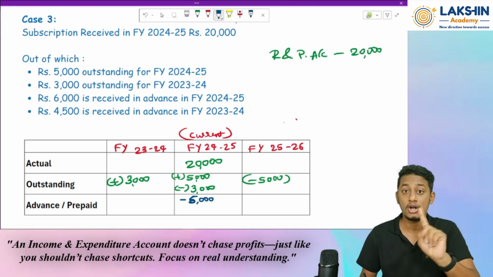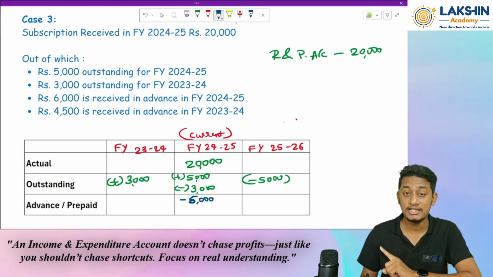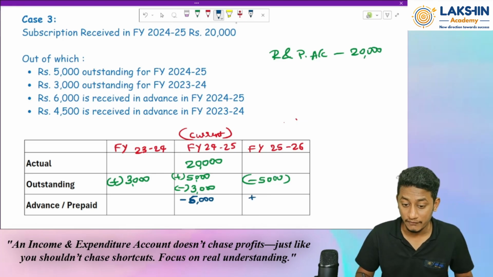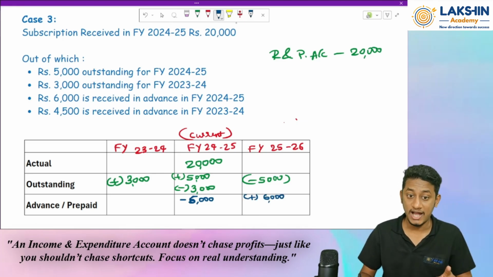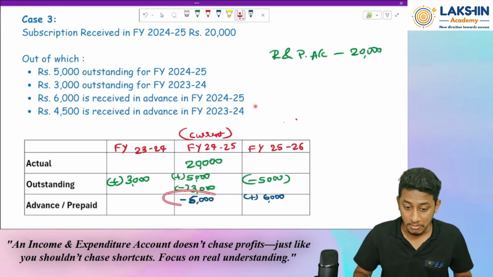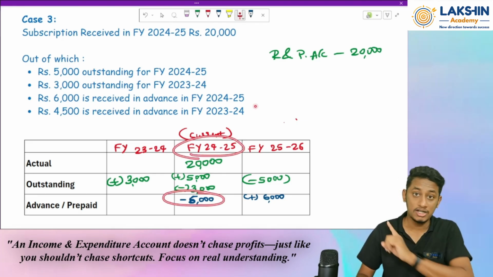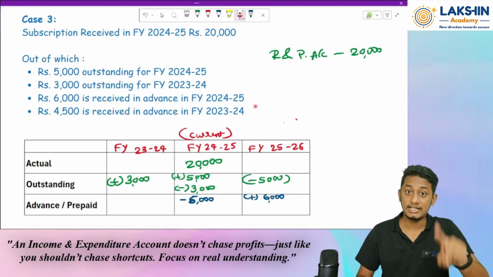Why? Because this is not an income of this year. It is not an income of this year, but it's the income of next financial year. Because of that, I will deduct this amount in this financial year, because it's not an income of this year, but it is income of next year.